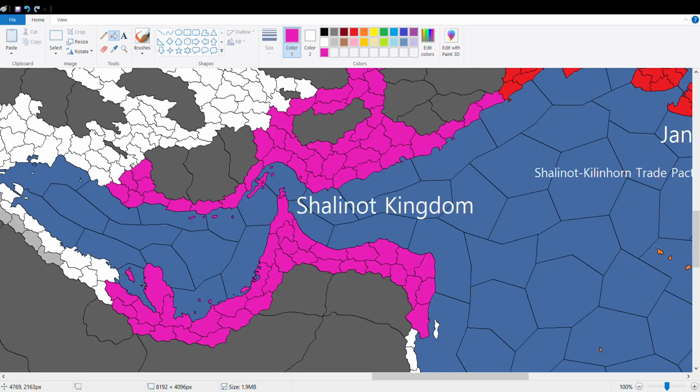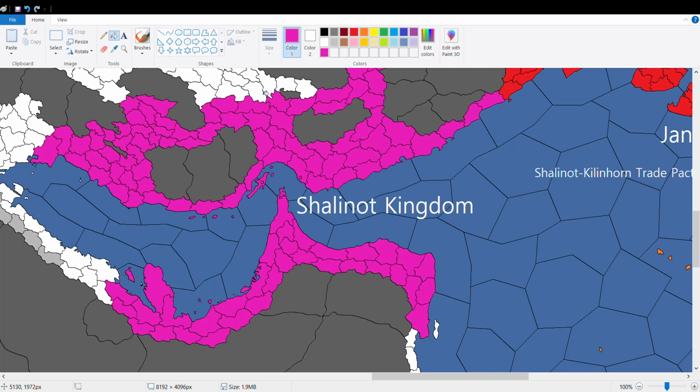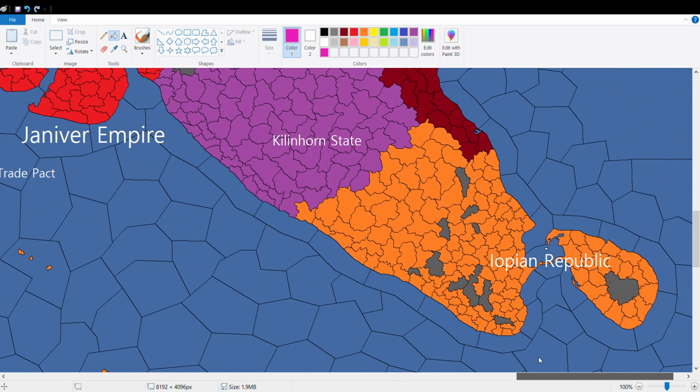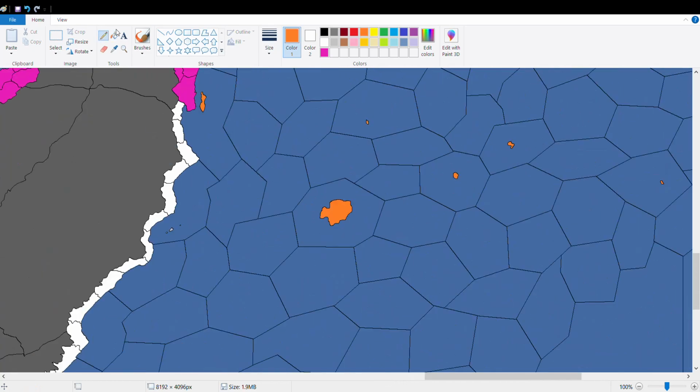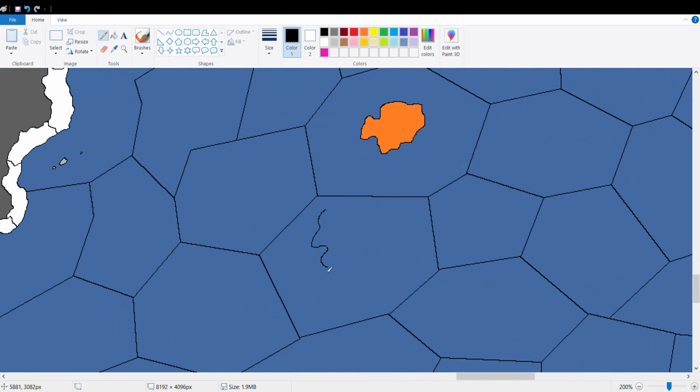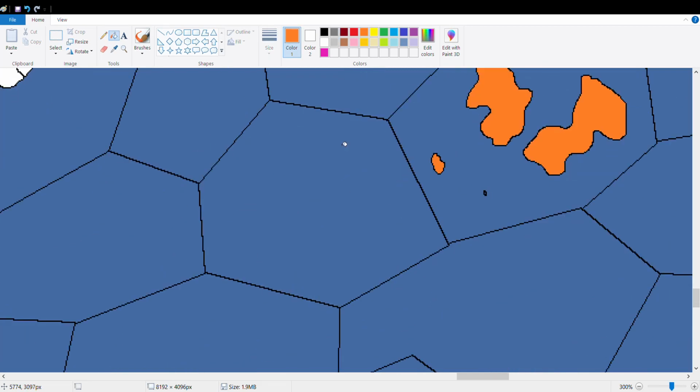Shalinyat has taken back much of their Arabian land, and has even taken a lot more land in the north, kind of in the area where Persia was. The Iopans have continued to explore and discover many new islands. In this one time alone, they have discovered 3 major islands and 1 decently small one.